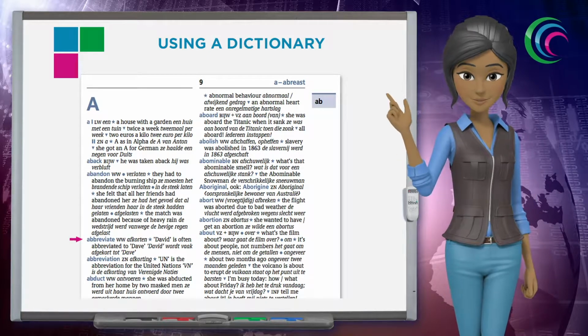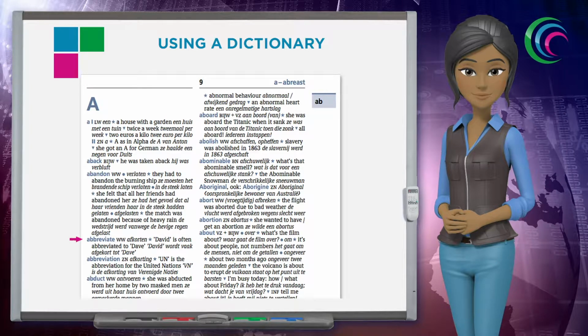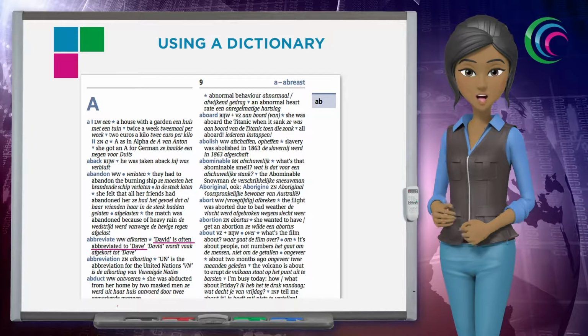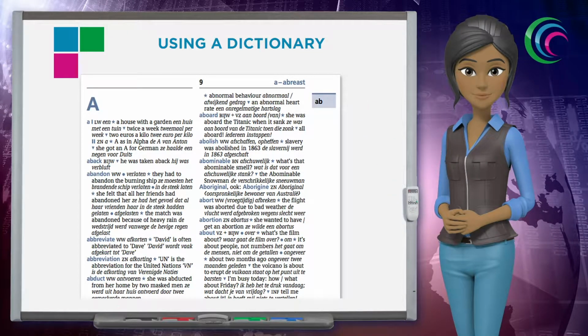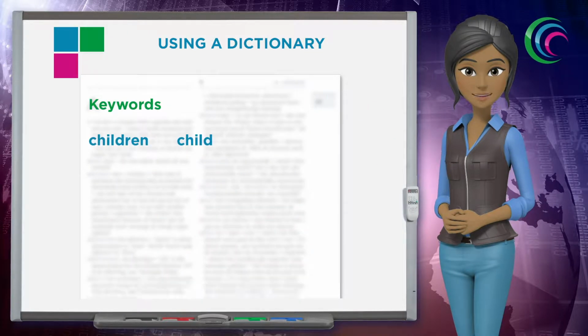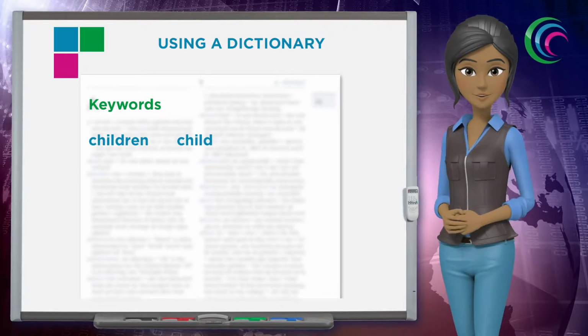Use the keywords in bold on the page to find your word. Use the example sentences to ensure you have the correct meaning of the word. Remember that keywords are always singular, so when looking for the word children, you need to look for child.